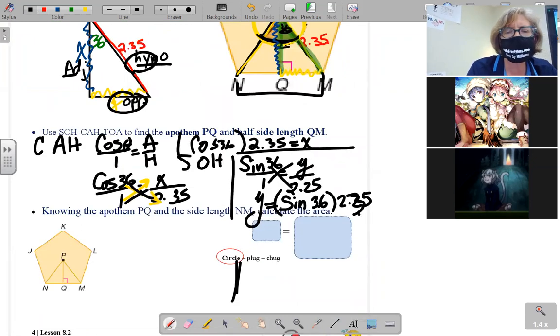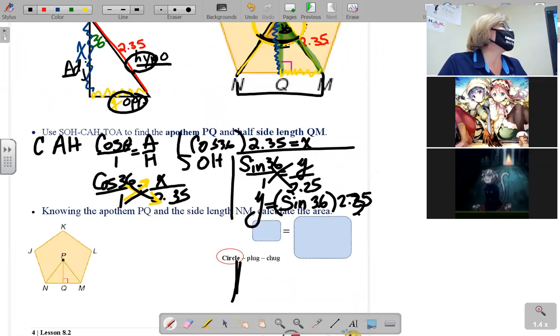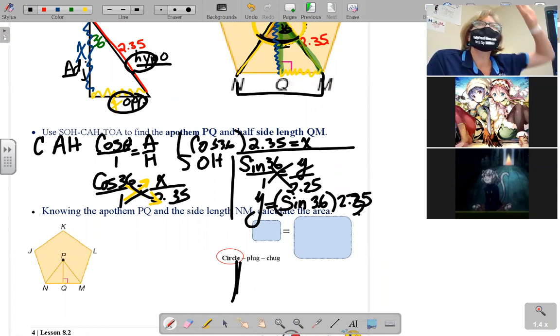So you do sine 36, hit the enter sign. And then times 2.35. Great. Now times by 2.